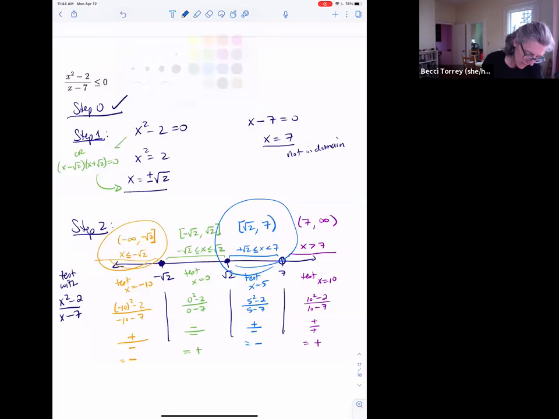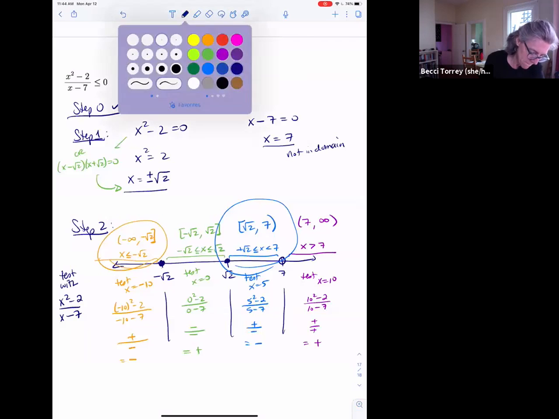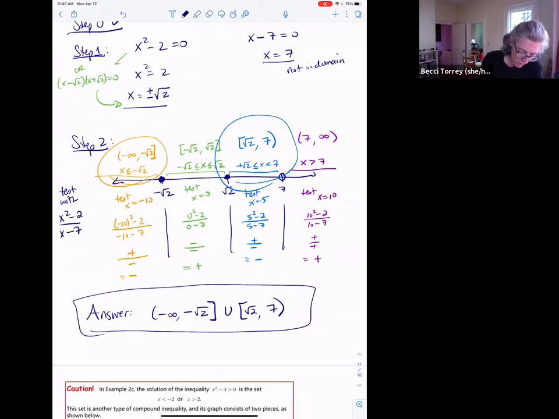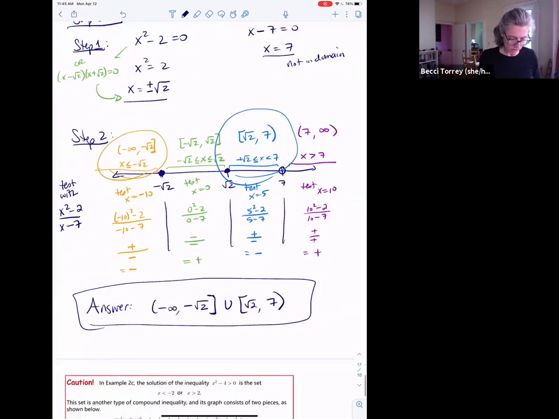So our final answer is minus infinity to minus square root of 2. Square bracket, again, because it gives us equal to 0 when we plug in x equals minus square root of 2. Union positive square root of 2 to 7. And we're not going to include the 7 because it gives us a 0 in the denominator, but we do want to include with a square bracket the positive square root of 2 and minus square root of 2. So that's our answer for that.